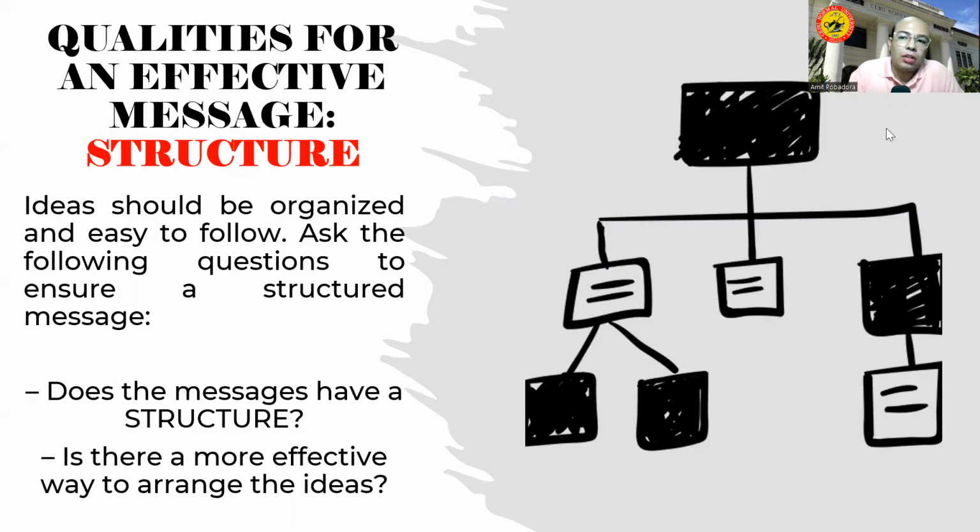Next is structure. Structure looks into how a message is organized, how it is written. Does a message have a structure, and is there a more effective way to arrange ideas? Does it follow the usual way of writing a specific message? Is there a body? Is there an introduction? Is there a conclusion? Or does it include other information that is not part of that structure? These are important questions to ask whenever you are given a text and challenged to evaluate the message conveyed. Again, those are the four main questions you ask the text in order for the text to be deemed effective and the message to be deemed clear.